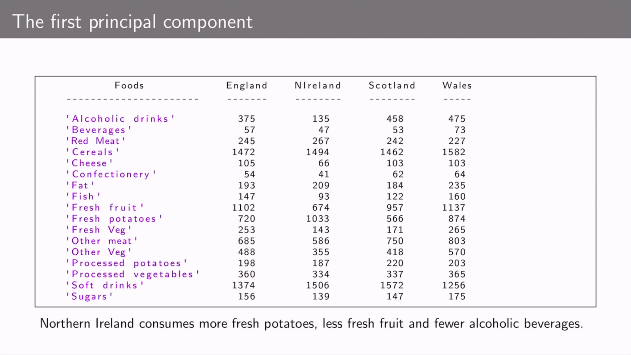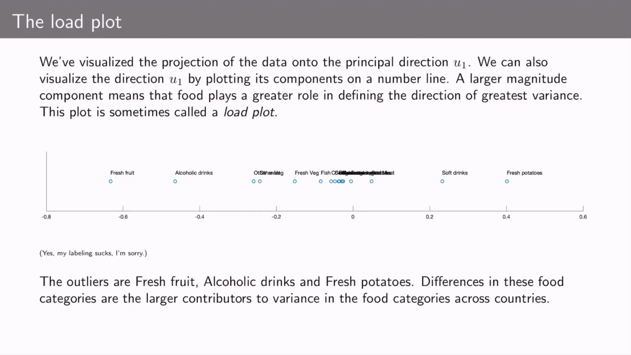I'd like to talk next about something called a load plot, which helps us identify which variables, or directions, are contributing the most to the variance. We've visualized the projection of our data onto the principal direction U1, but we have not visualized the principal direction itself. Visualization of the principal direction U1 is called a load plot. It's as simple as plotting the components of U1 on a number line, which I've done right here. I've labeled each of the components with the variable that it is measuring.